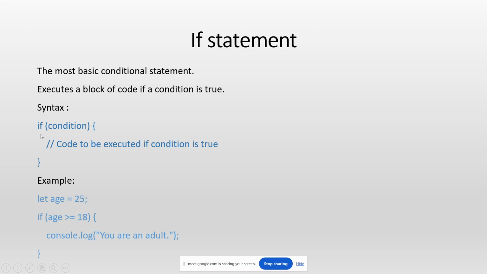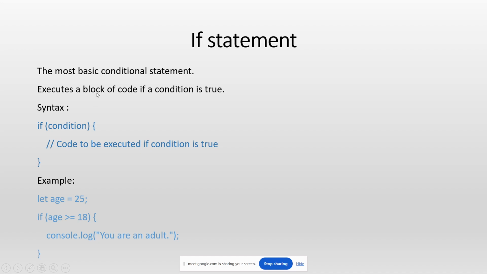We have to write the if keyword. After that, we have to place two brackets. Inside that, we have to write one condition. After that, we have to open one flower bracket, and inside that, we have to write the code. After that, we have to close this flower bracket. Okay, this is a complete if statement.